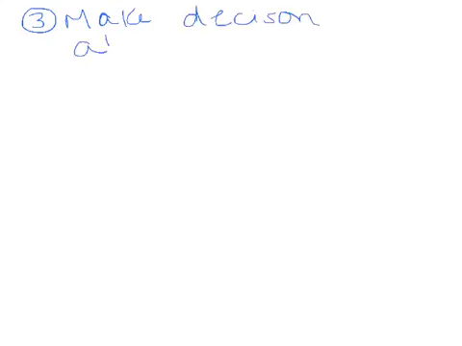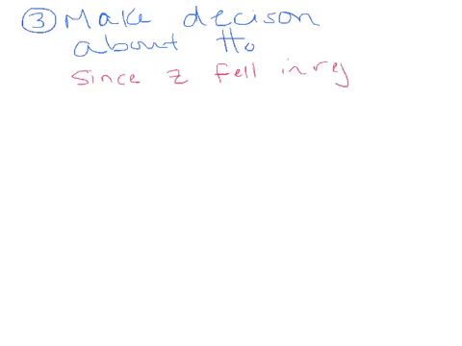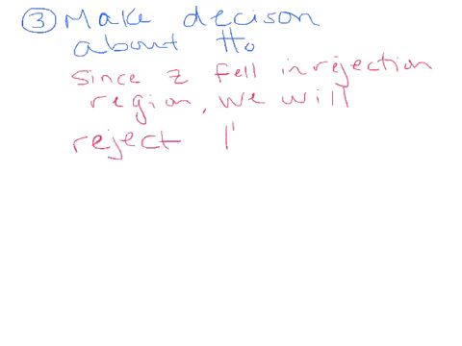Okay, decision. Make a decision about h sub 0 first. I'm not going to worry about making a decision about the claim. I'm making a decision about h sub 0. So in this case, since z fell in the critical region, fell in the rejection region, we will reject h sub 0. Okay, that's our decision.